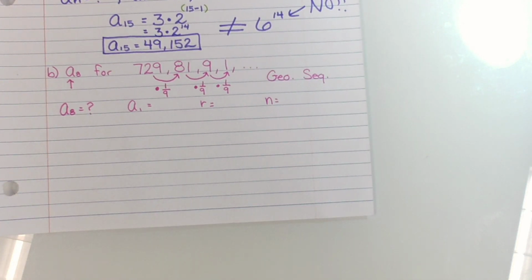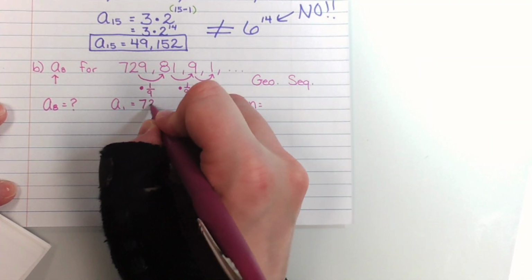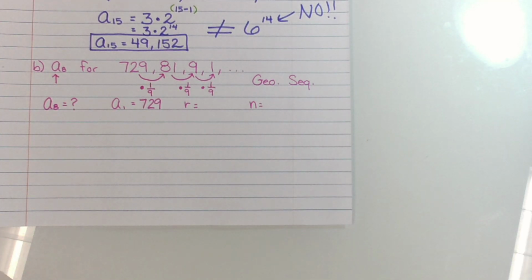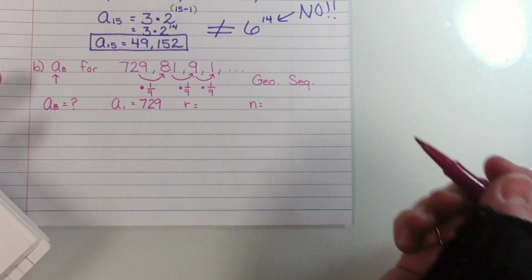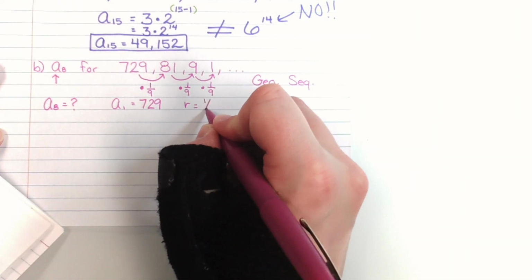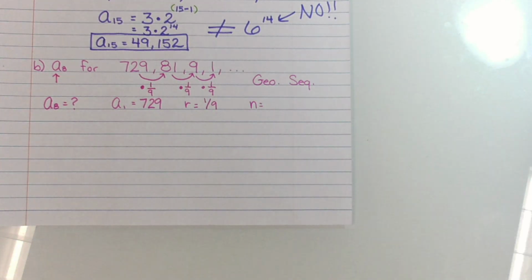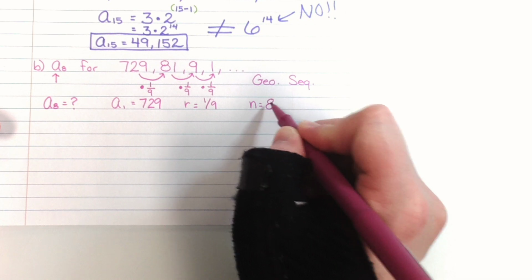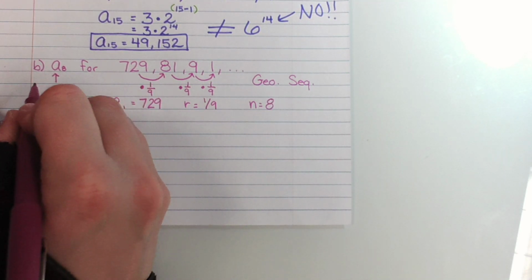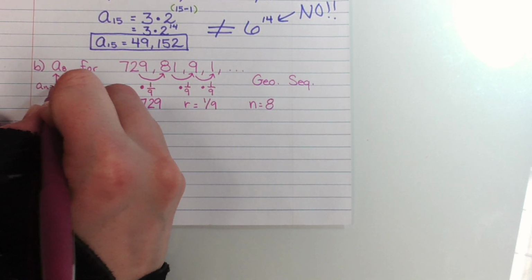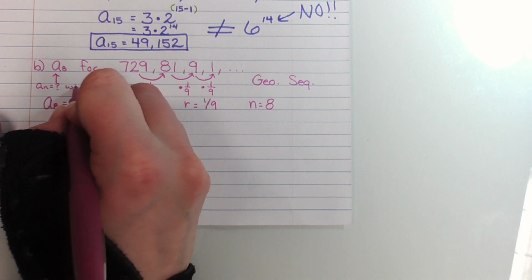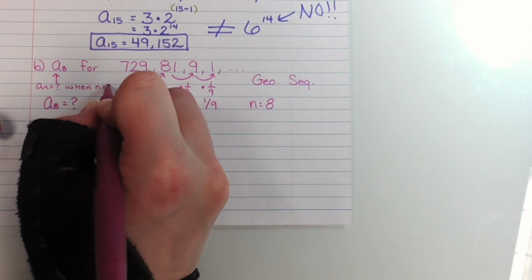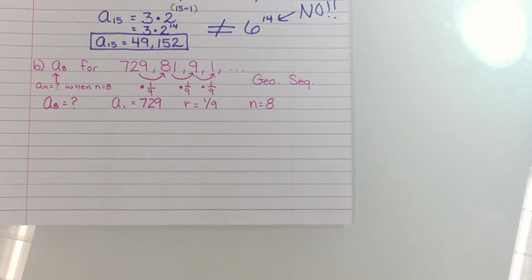Addie, what's a sub 1? Good. Logan, what's r? 1/9. Good. Faith, what's n? 8. Yes. Where'd you get the 8 from? From a sub 8. Yes. If it's a sub 8, that means a sub n is equal to what we're looking for when n is equal to 8. That's how that is interpreted.